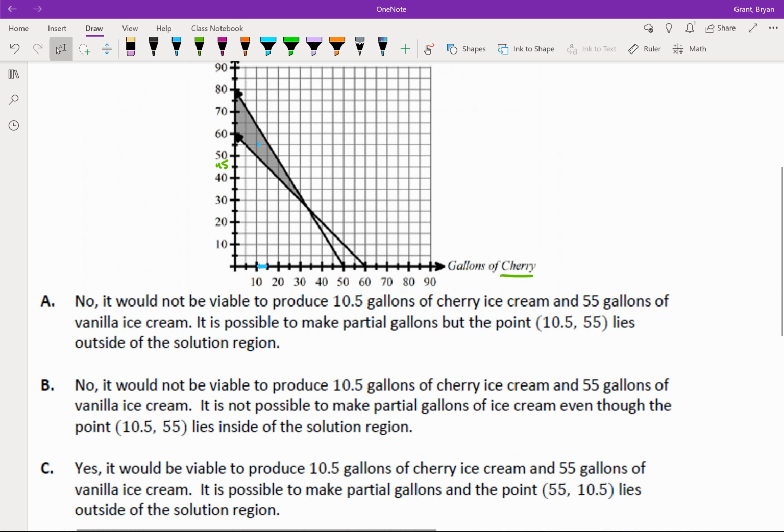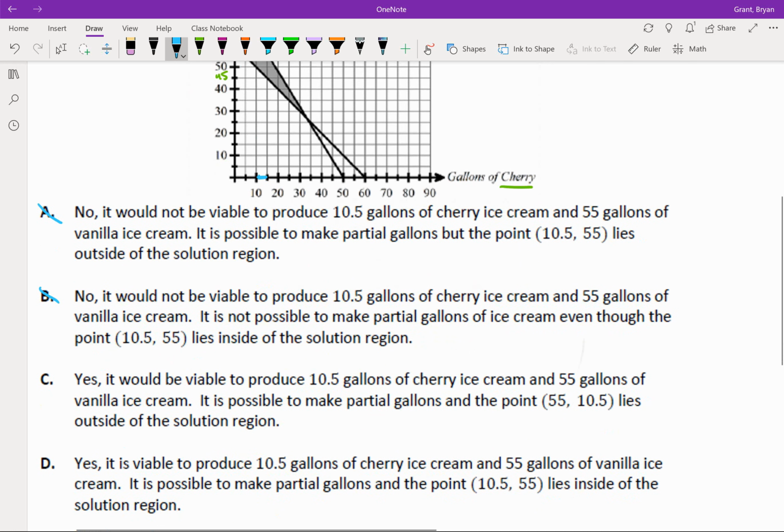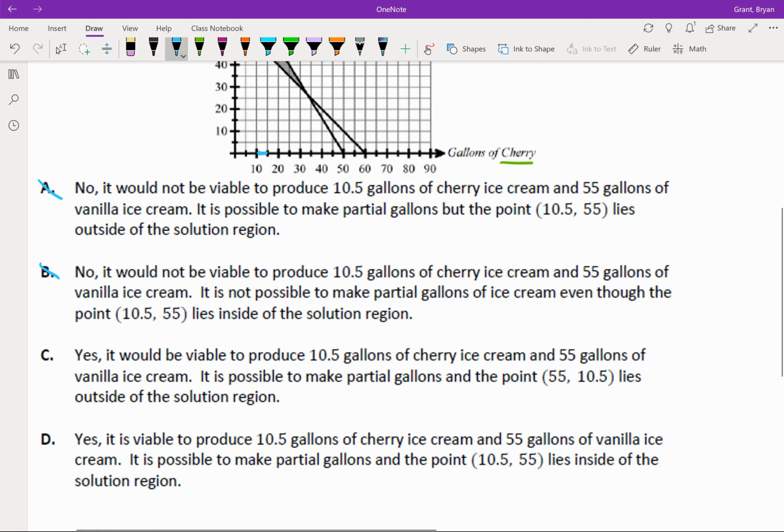So let's take a look at our options. A says no, it would not be viable or allowed to produce this. Well, no, that's not true. It is allowed. If it's in the shaded region, that is what we want. So I think A and B are both out. Then we come into C and D. C, yes, it's viable. Yes, it's possible to do that. It's possible to make partial gallons. That's true. You can have a half gallon of ice cream, right? It's just an evening snack.